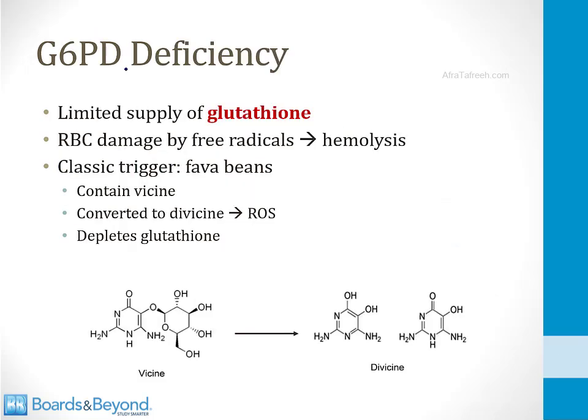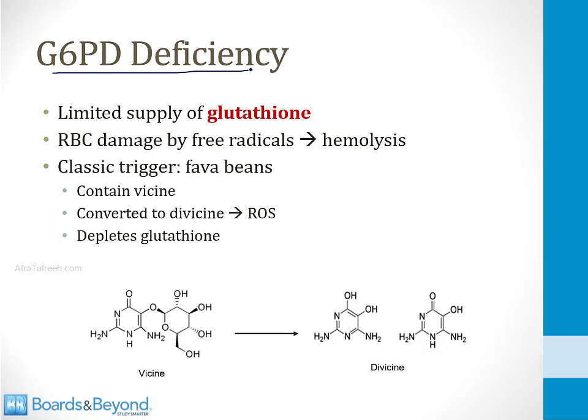The second super high yield disorder when it comes to free radicals is G6PD deficiency. In the biochemistry video on the HMP shunt, I talk about this disorder in detail. It's an enzyme deficiency disorder where patients can't synthesize normal quantities of NADPH. But for our purposes here, I want to focus on the free radical aspects of this disorder.